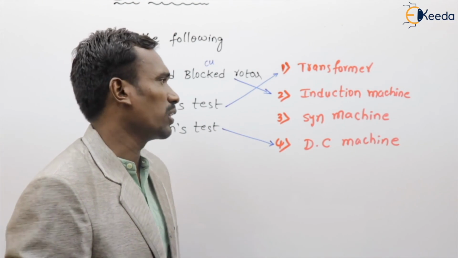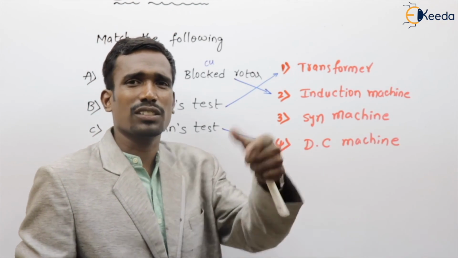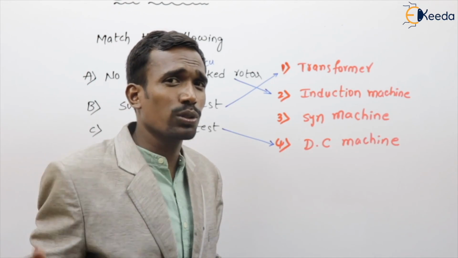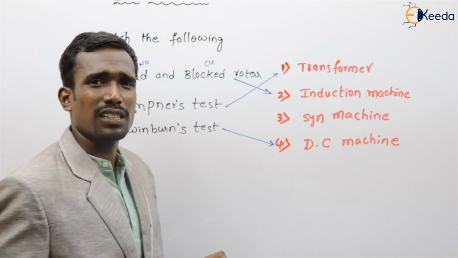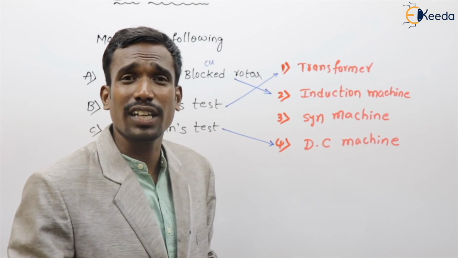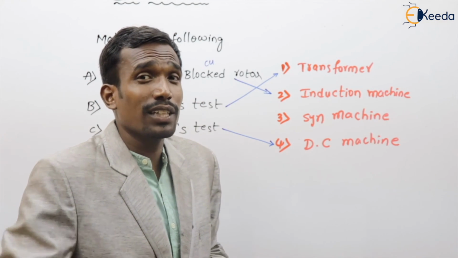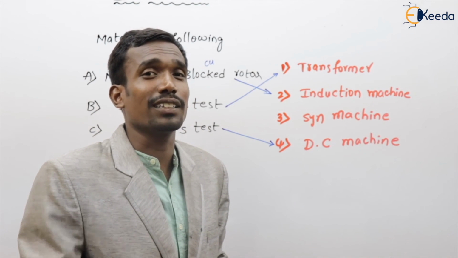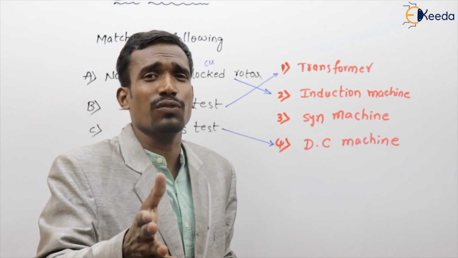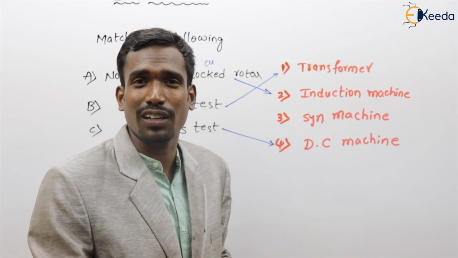In tests, for example the DC machine, generally in a DC machine the tests are of two types. One is the no-load test, one is the load test. The no-load tests are the Swinburne test and the retardation test. And the load tests are Hopkinson's test and the field test. The field test is the only test which is conducted on a series motor.